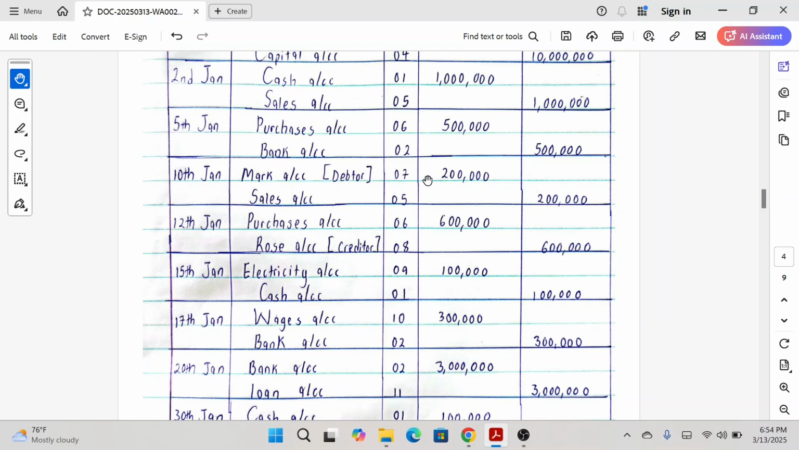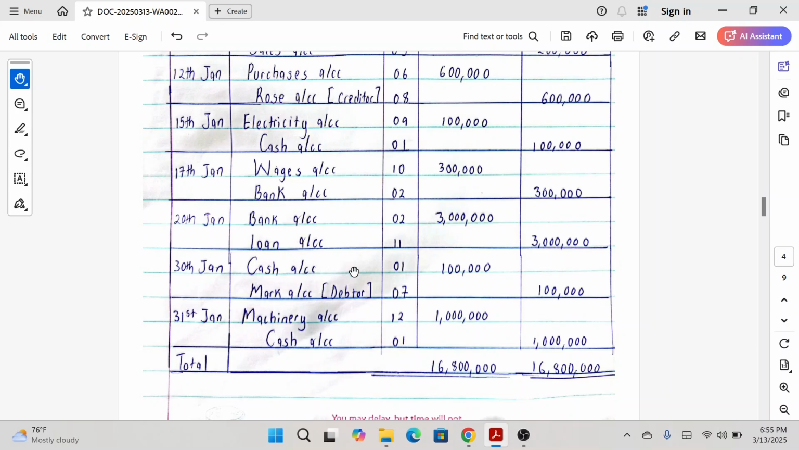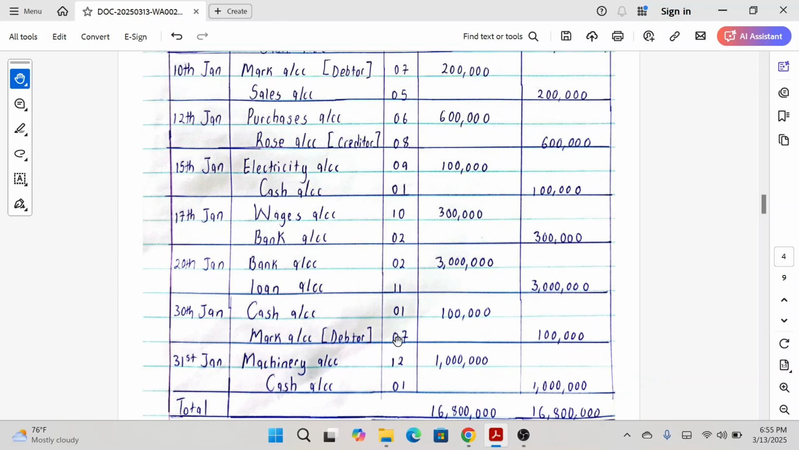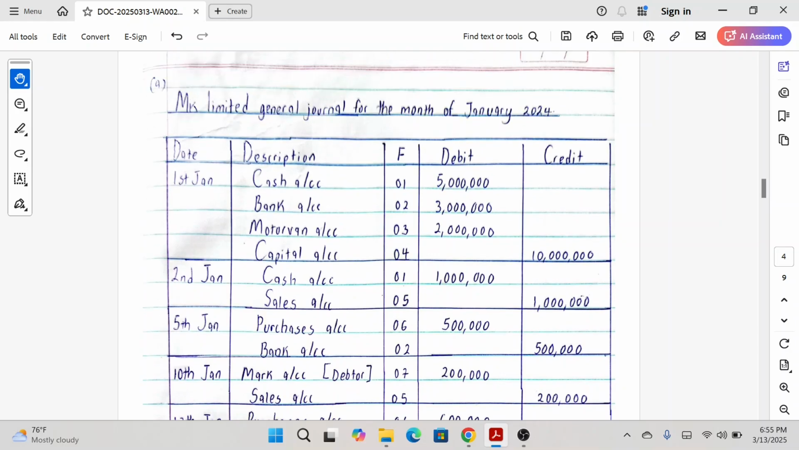Then we have bank. Bank, we already had it. Then we are having also bank. We already had it as number 2. Then loan is coming in as something new, which is number 11. Then cash, we already had it as our number 1. Then the debtor, we also had it as our number 7. Machinery is new as our number 12, and cash, we already had it as number 1. So with this, you can see that we have ended on number 12. That means we are going to be drawing up 12 T accounts or 12 ledger accounts.